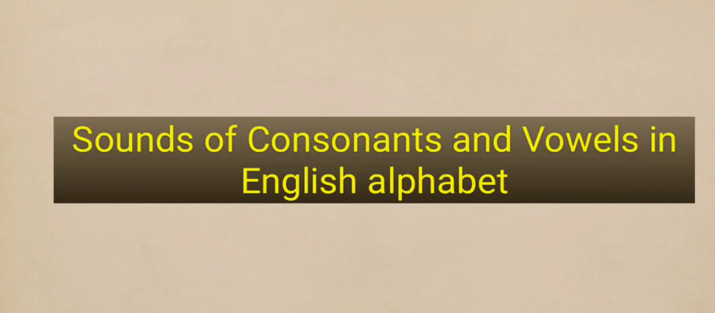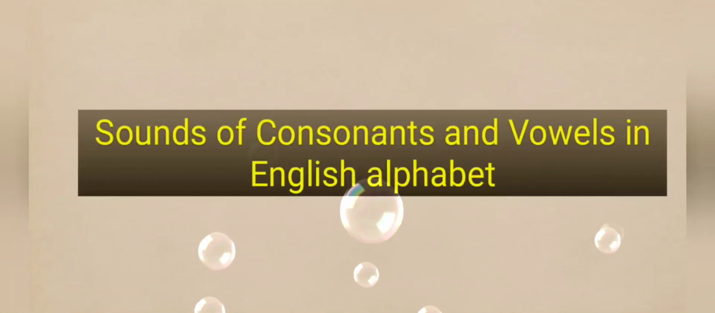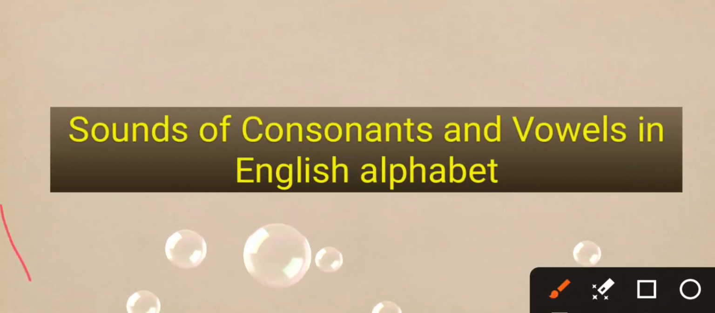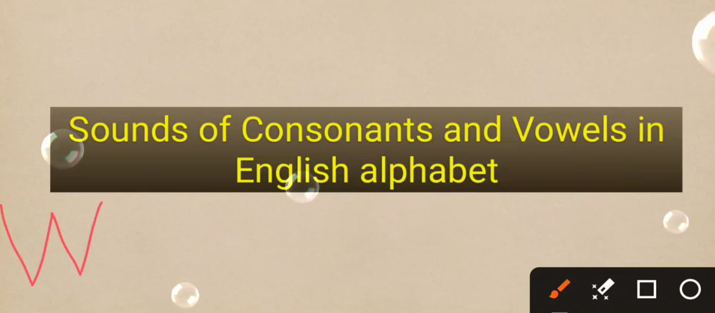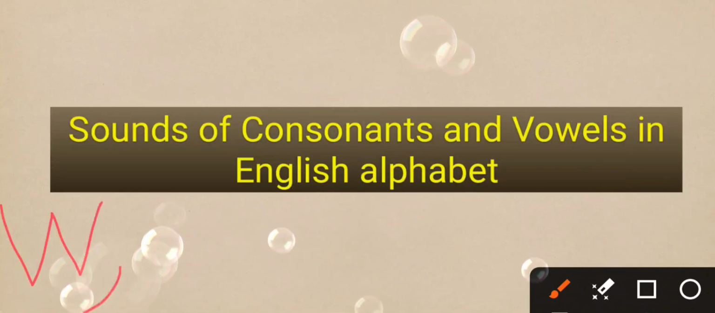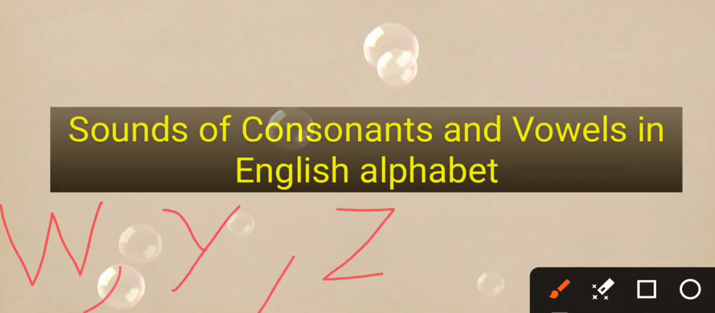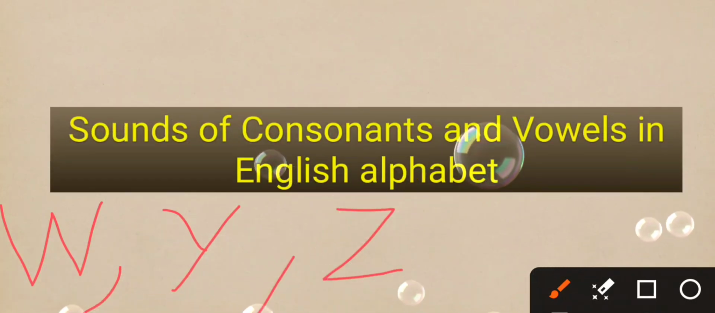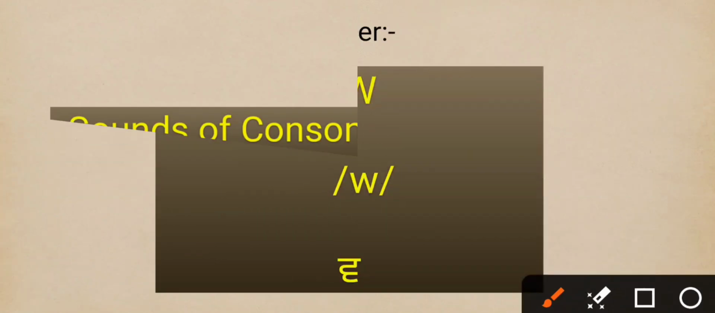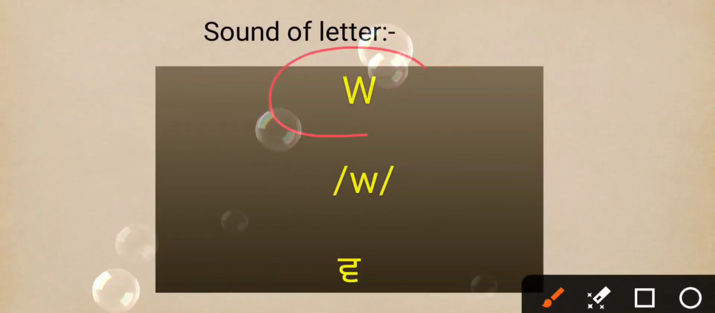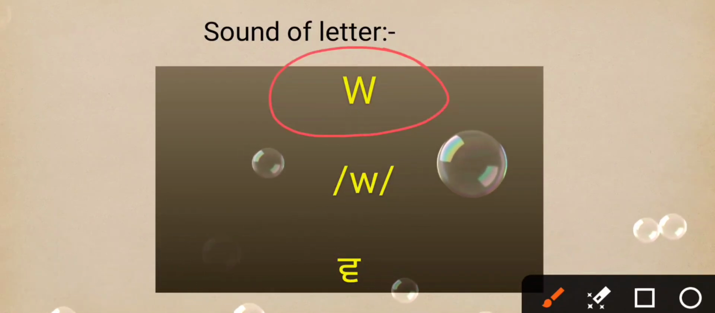Welcome back in the session of sounds of consonants and vowels in English alphabet. In this session, we will learn the sound of letters W, Y and Z. Okay? So let's, dear students, in English alphabet, the letter this we call W.